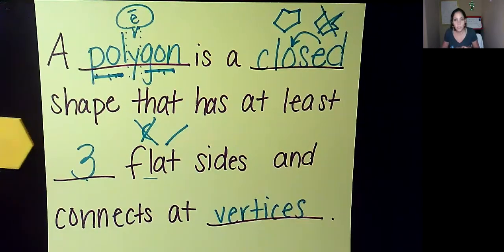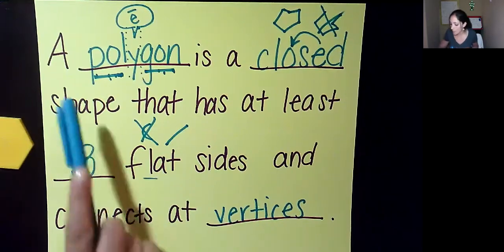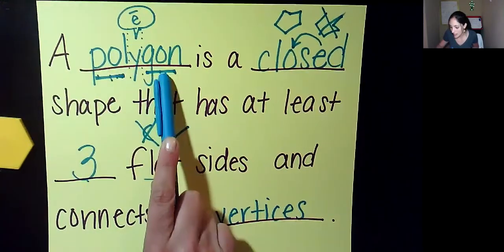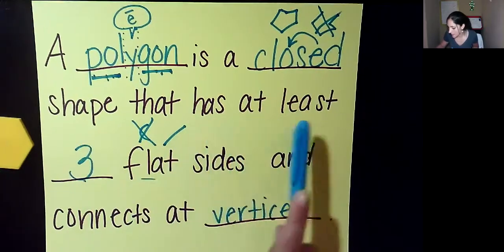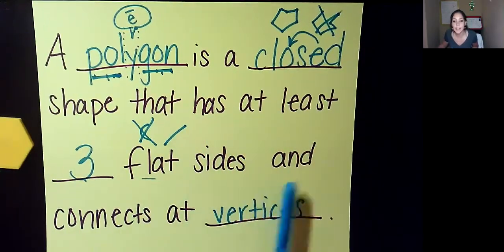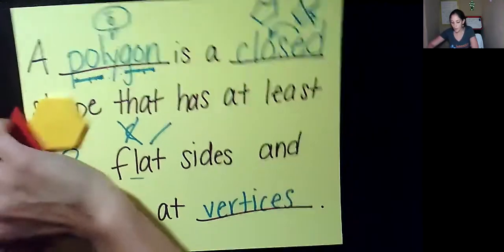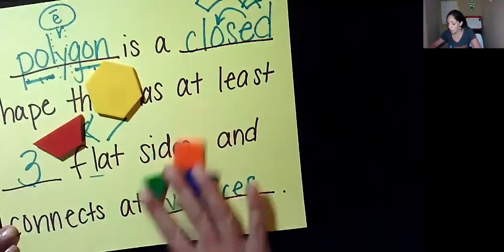Can you read the definition with me, please? Ready? And read. A polygon is a closed shape that has at least 3 flat sides and connects at vertices. Nice job. Read it one more time to yourself and lock it in. Super job.